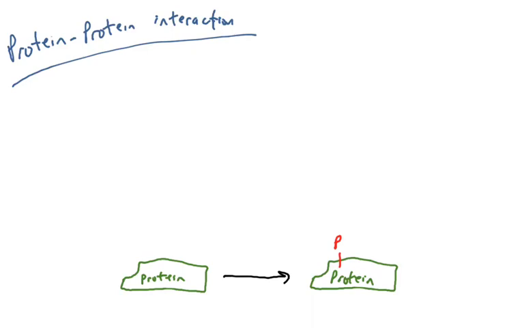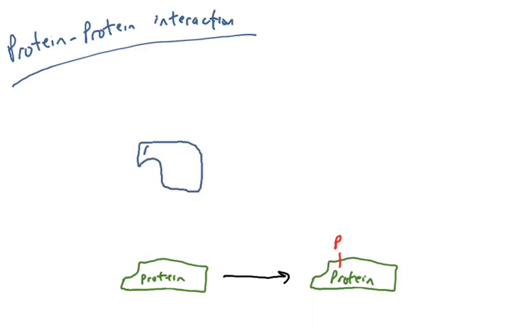In the cell, proteins interact with each other, and phosphorylation can regulate the protein-protein interaction. So here I've drawn this green protein. On the left, it's not phosphorylated, it's unphosphorylated. On the right, it has become phosphorylated. I'm not drawing the kinase in, too crowded. So what could phosphorylation do? It could affect protein interaction.